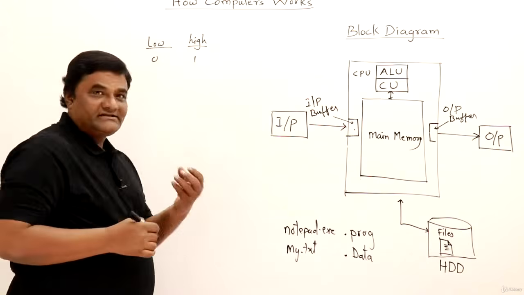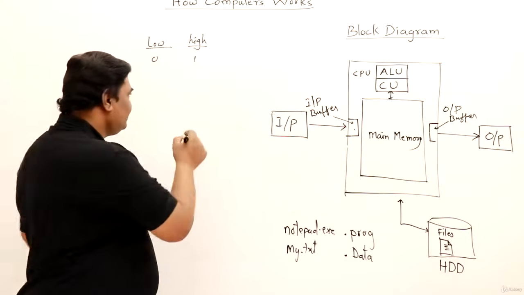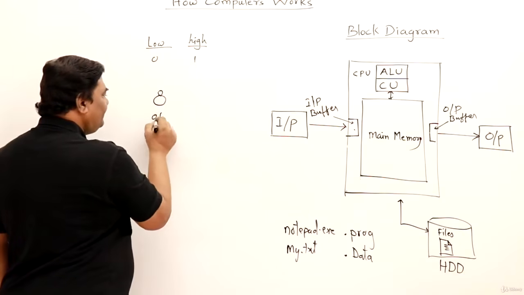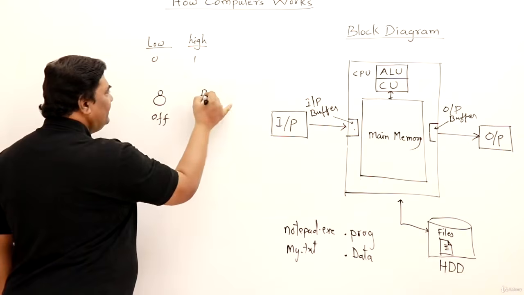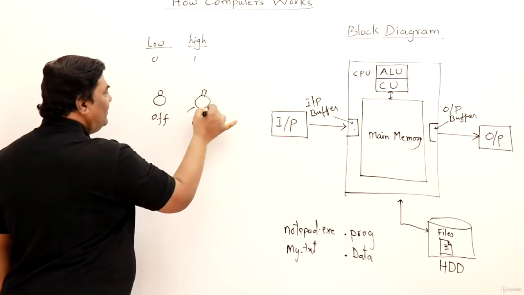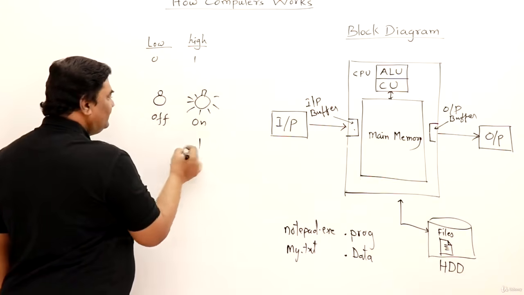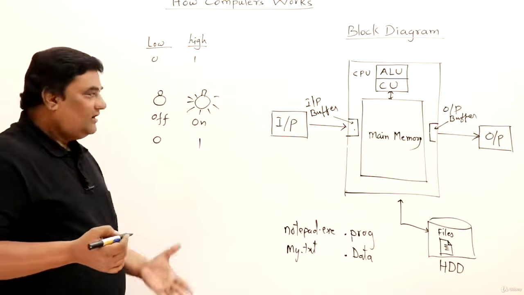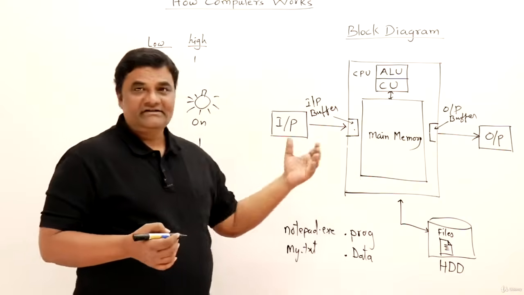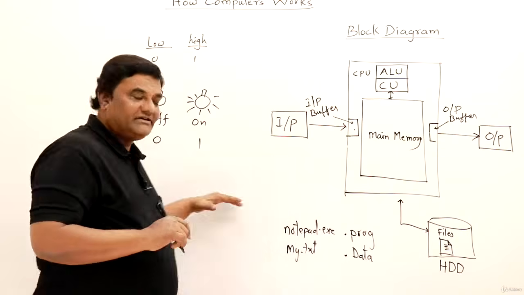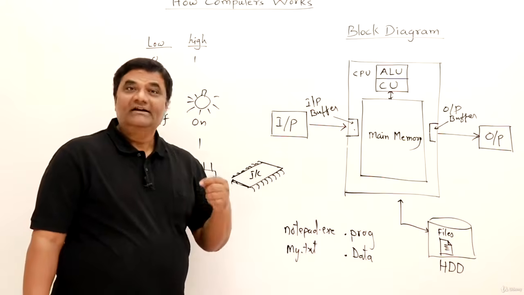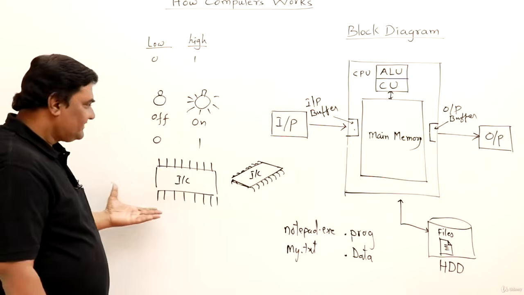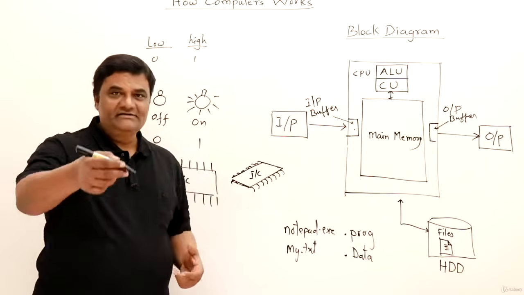It is just like if you have a bulb. This is a bulb, right? This bulb can be either off or on. If it is on, then we treat it as 1. If it is off, we treat it as 0. That's all. Now, if you have seen electronic circuitry like ICs, I will draw it here. This is an IC, an integrated circuit. It is also called a chip. You can see the photograph also.